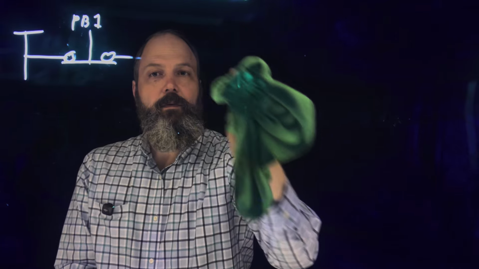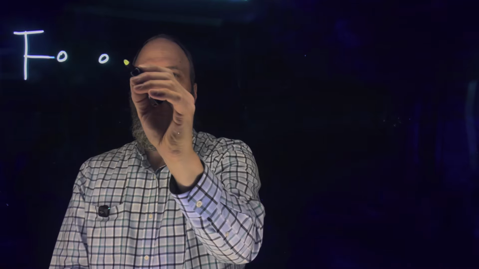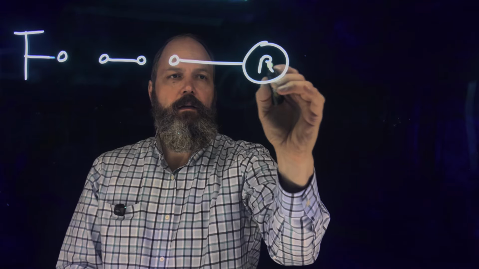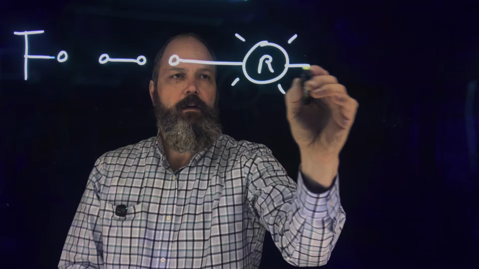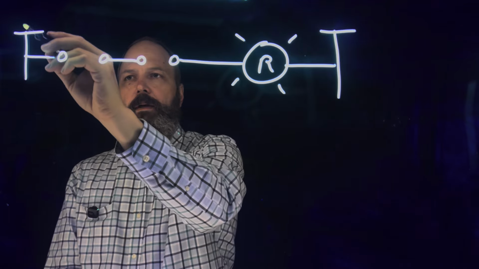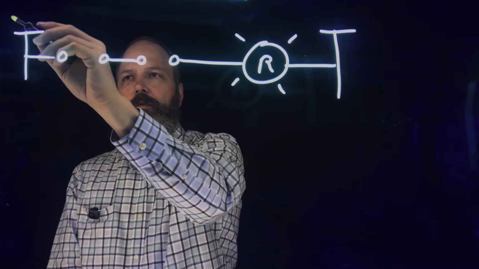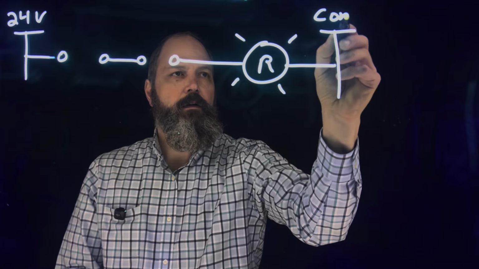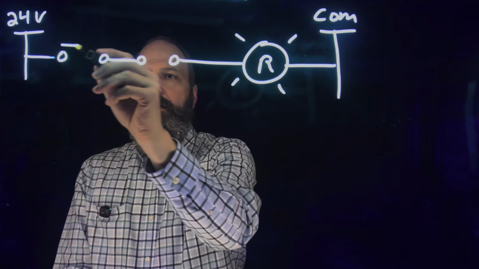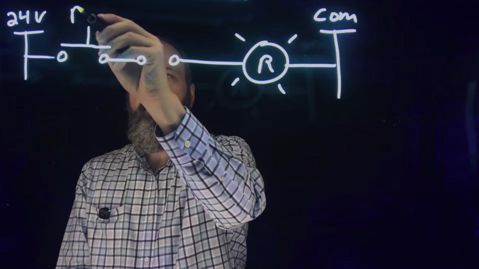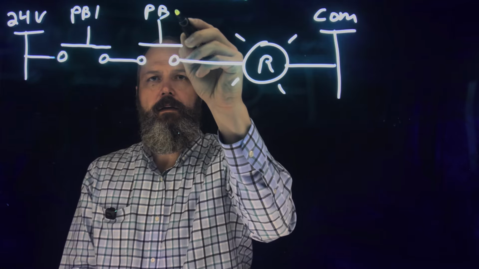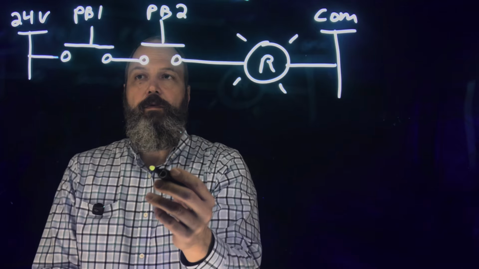Now, let's say we want to put 2 push buttons in series. So we'll use a red lamp. These are our rails. This would be, for instance, power. You could say it's 24 volts, and this could be your common. And so what you would do is put 2 push buttons in series, PB1, PB2. What is the truth table for that?